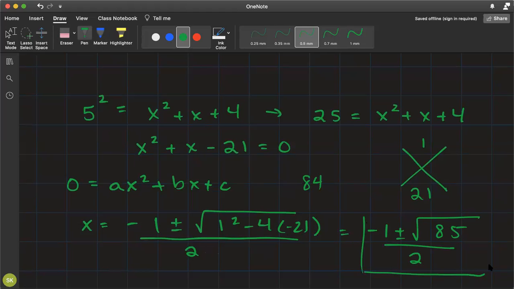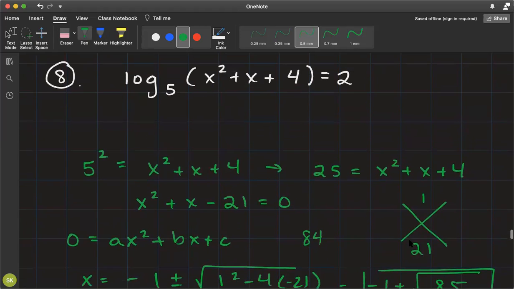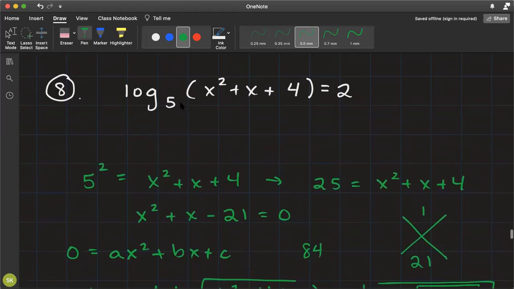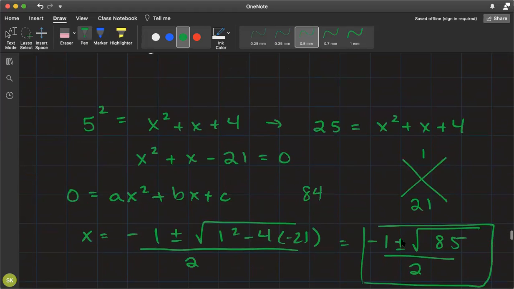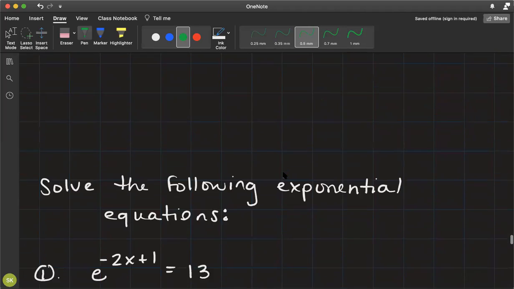So you get two answers, negative 1 plus square root 85 over 2 and negative 1 minus square root 85 over 2. If you plug those into here, you should have something that simplifies, and that 5 squared will give you that, whatever that is, simplified. So double check that and make sure I didn't make any mistakes, and make sure that you do get a true expression. Okay, so that's the last problem of those.